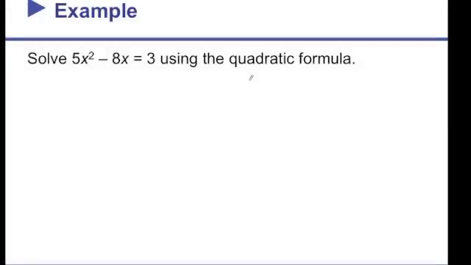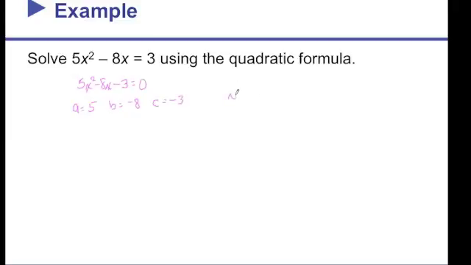If we want to solve this equation by completing the square, first we have to get it in the right form, equals 0. So we'll have 5x squared minus 8x minus 3 equals 0. A is the coefficient of x squared, so it's 5. B is the coefficient of x, so that's negative 8. And C is the constant term, negative 3.